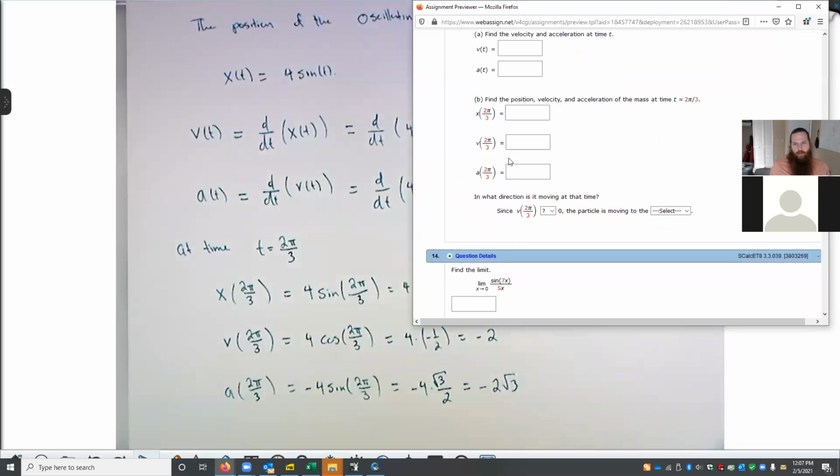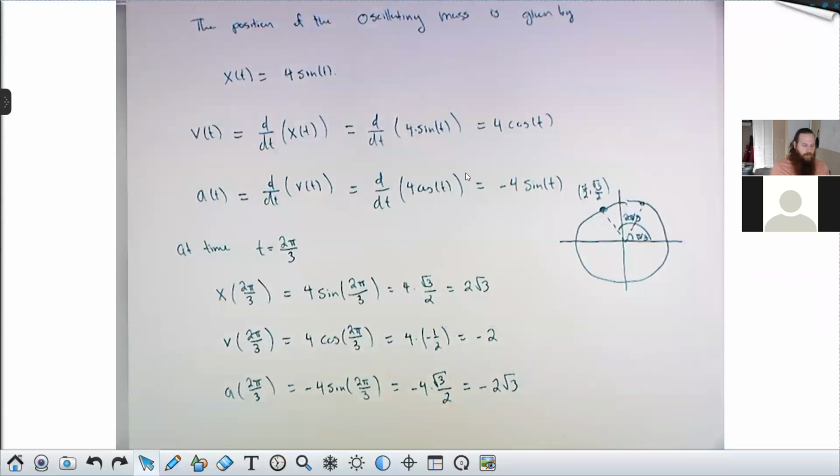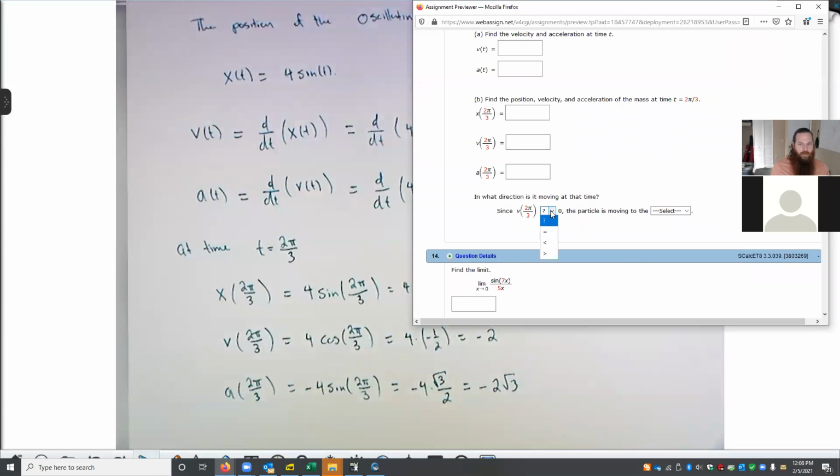Oh, here, and this is pretty much the last thing that they ask us, right? So what direction is it moving at that time? Since the velocity at 2 pi over 3 is negative, right, less than 0, the particle must be moving in the negative direction, which is to the left. That's it. And the fact that the acceleration is also negative, we could use to say that this is speeding up. If the velocity were negative and the acceleration were positive, then we would be slowing down. Does that make sense?